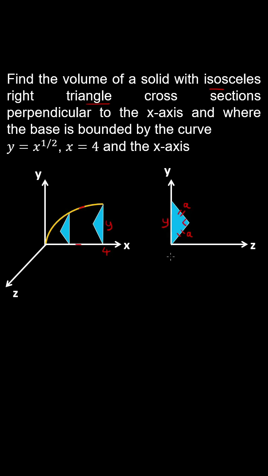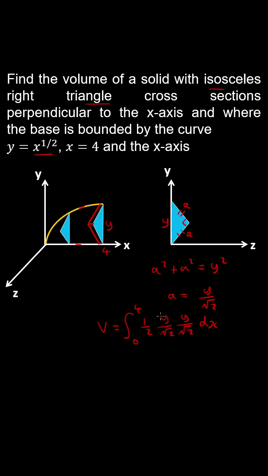So therefore, by Pythagoras, we have a squared plus a squared equals y squared, and therefore a is equal to y on √2. And therefore the area of the triangle is 1/2 by the base, by the height, and then we assign a thickness to the triangle, dx, which gives the volume of one triangle, and then we integrate from 0 to 4 to get the volume of the entire solid. And now you can substitute for y and evaluate the integral. And the solid volume looks something like this.